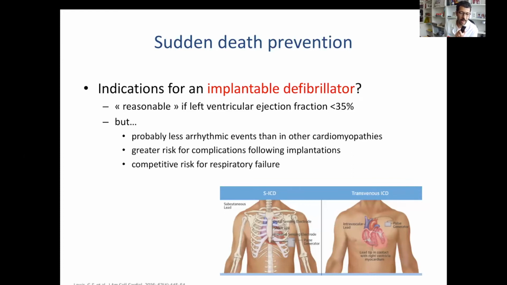But I'm not sure that it's really reasonable to offer this kind of treatment to all patients because, as I mentioned, the risk of arrhythmic events is probably lower in DMD than in other groups of patients, particularly in populations where the benefit of this treatment has been validated. And on the other hand, the placement of those devices is probably associated with a greater morbidity than in other populations due to chest deformations and the presence of respiratory failure. So it's probably more risky to implant an ICD in patients with DMD.